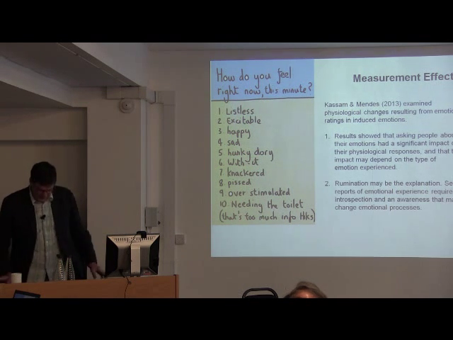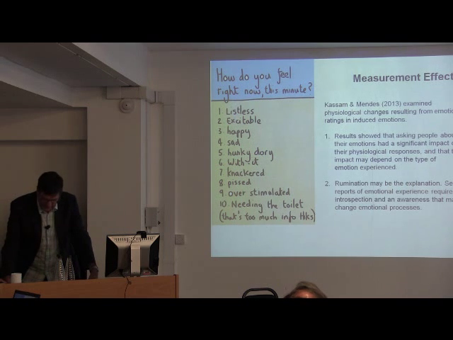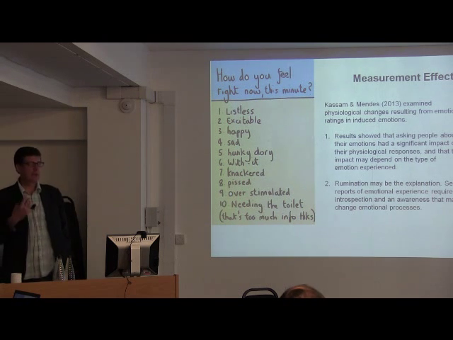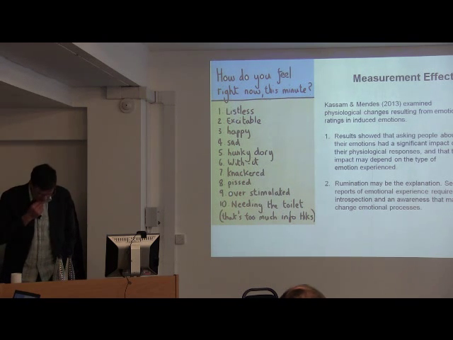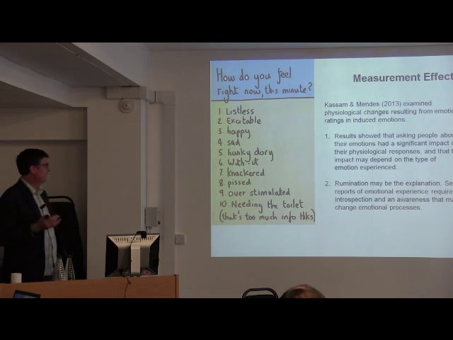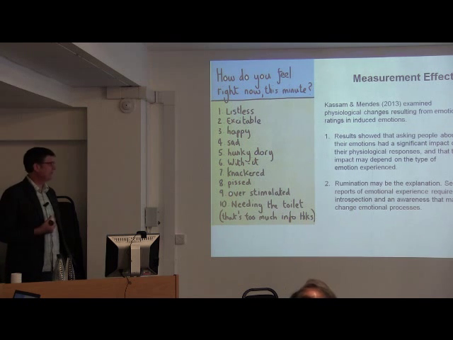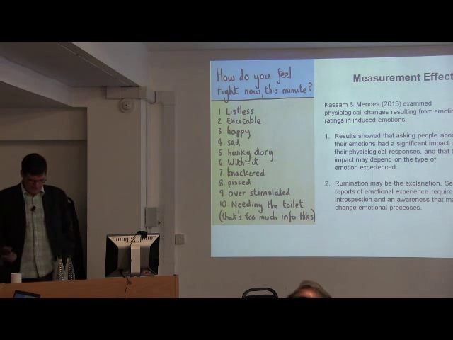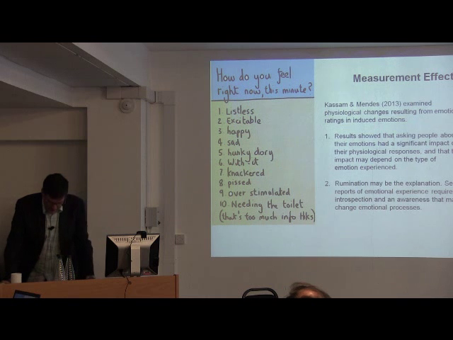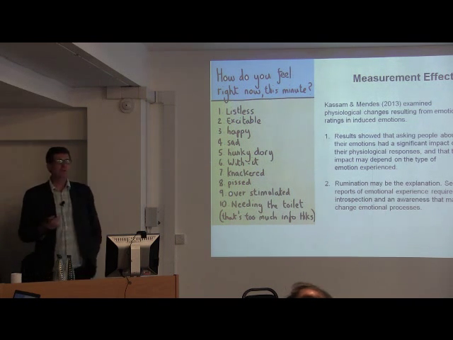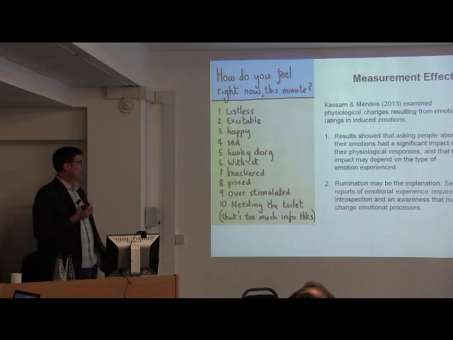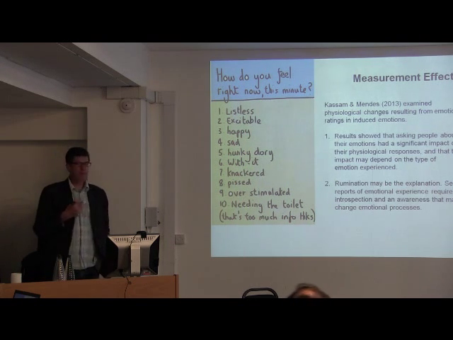And in their study, they found that measurement effects exist throughout their research. They had a difficult math task that was meant to activate anger and shame, and they measured that in various ways. Results showed that asking people about their emotions had a significant impact on their physiological responses, and that the impact may depend on the type of emotion experienced. So they found none of the activation for shame, but they did find a measurement effect for anger.